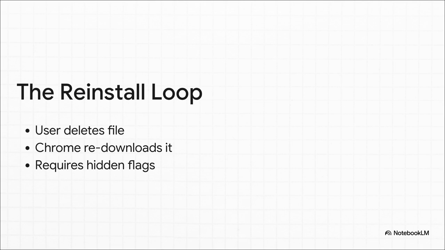If you delete that .weights.bin file, Chrome treats your action as a system error. The very next time it gets a chance, it silently re-downloads the entire thing. It's like playing whack-a-mole with your own hard drive. You throw it out the front door, and it sneaks right back in through the window.